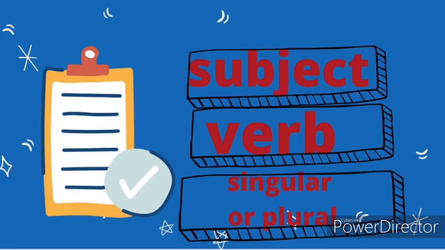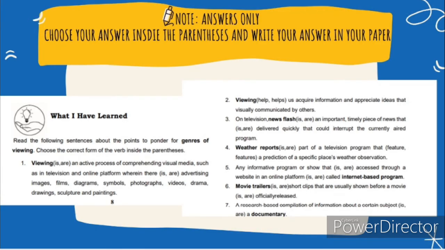So, it is very important for you to learn how to correctly identify the subject, the verb, and the singular or plural form of the noun and the verb as well. Let's now measure your understanding in this module. Read the following sentences about the points to ponder for genres of viewing. Only choose the correct form of the verb inside the parentheses. Note, answers only. Choose your answer inside the parentheses and write it on your paper.